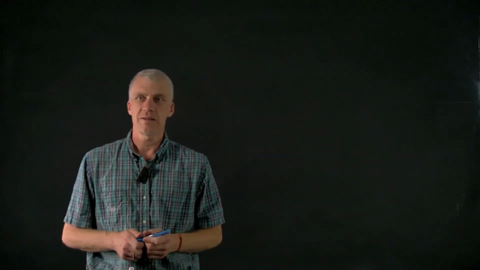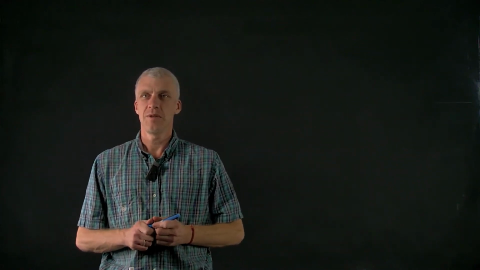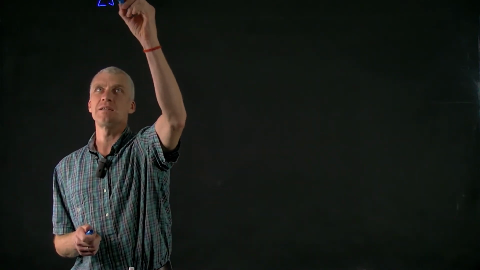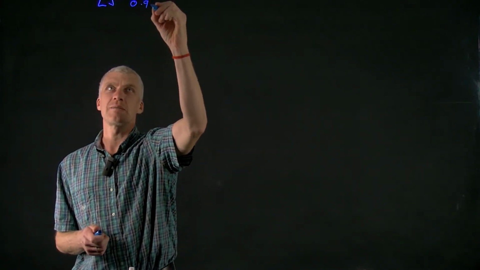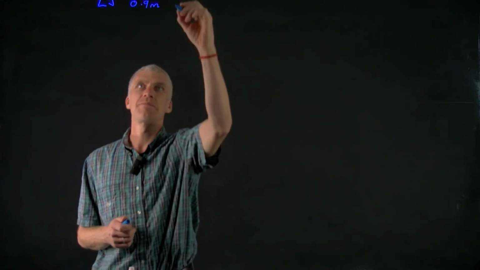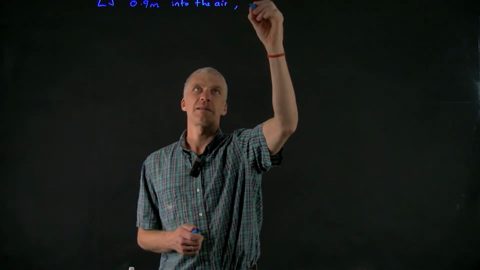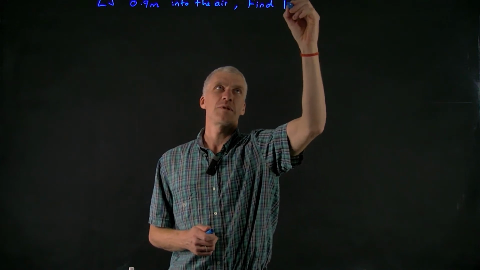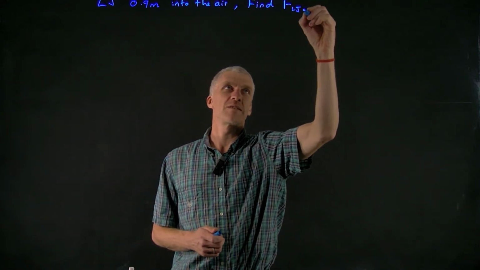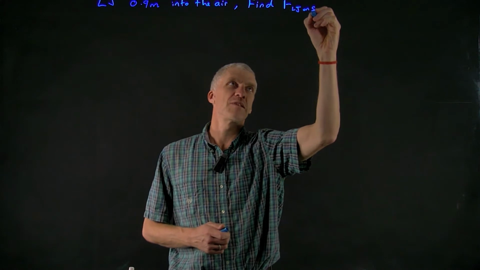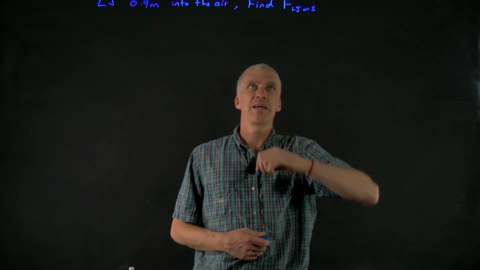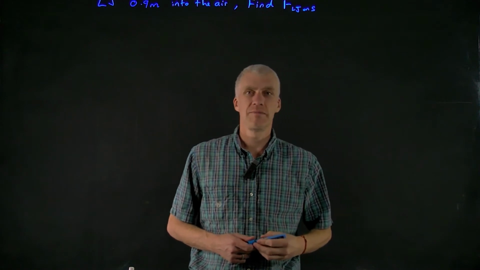So I want to talk to you about the LeBron James problem. The problem states that LeBron James can jump 0.9 meters into the air, and it asks you to find the force that LeBron James exerts on the surface of the basketball court in order to jump that high into the air.